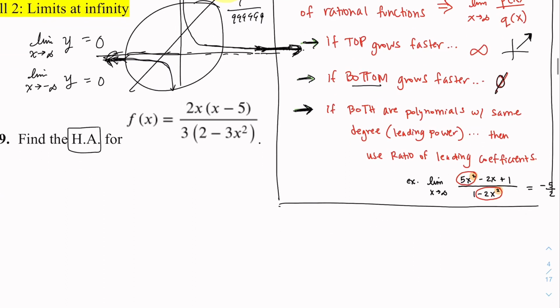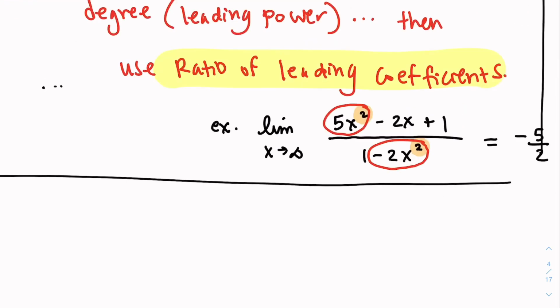Now, in some instances, we'll have the same degree on the top and the bottom. Here I have a 5x squared. So the 2 here is the highest power, so I'm focused on this leading term. And in the denominator, the highest power is actually the second term, negative 2x squared. Since they have the same exponent, I'm going to rewrite it. Notice that the x squareds will cancel, and my final answer is negative 5 over 2.